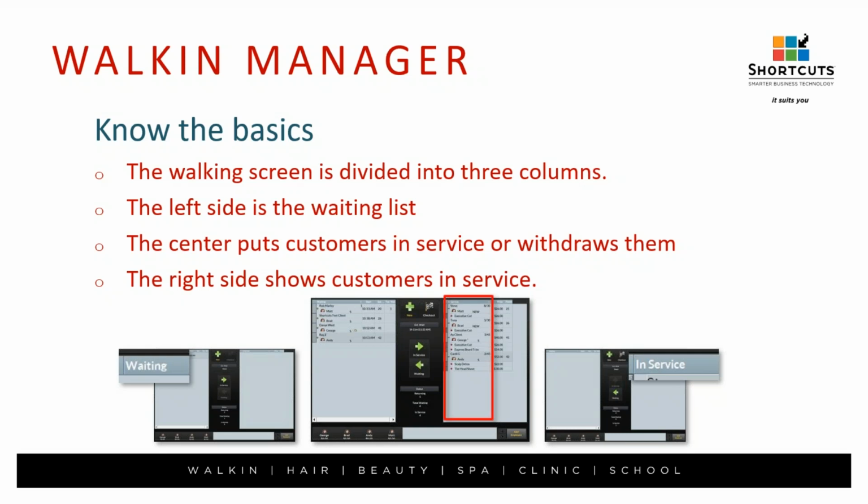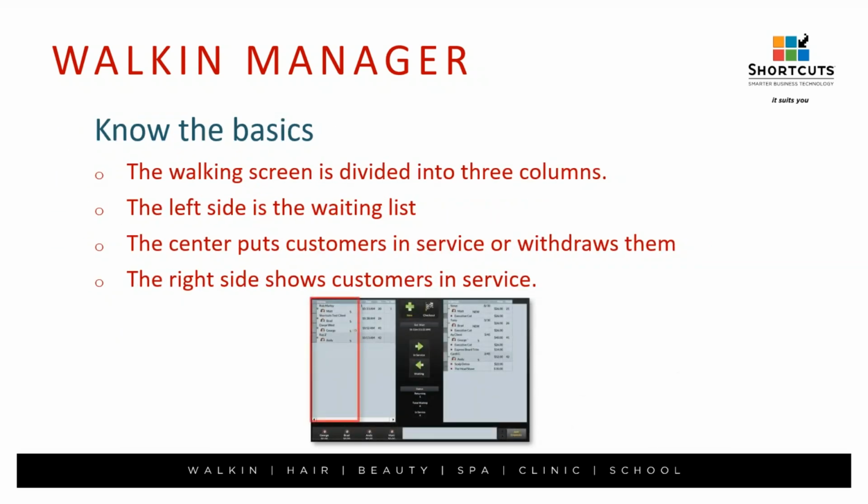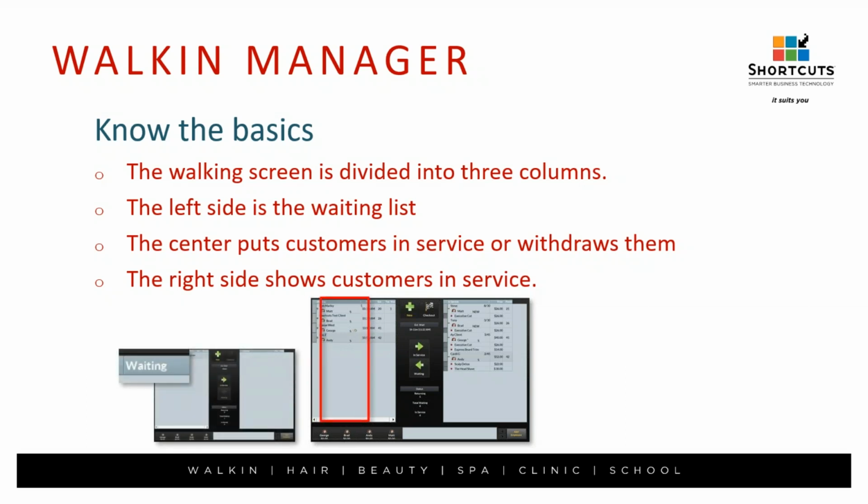The center screen is actually the portion that says, okay, I'm going to take this customer and put them into service. Or if they were accidentally seated with an employee and they say, no, I'm going to wait for somebody else, we can take them out of service and return them to the wait list. And on the right side, it shows the customers that are in service. So the main walk-in screen is 3 columns, left, center, right. So who's waiting, how to get them into service, and then the actual customers that are in service right now.